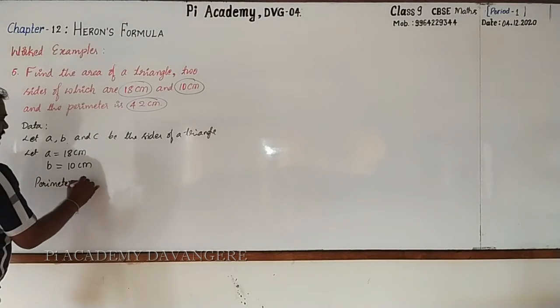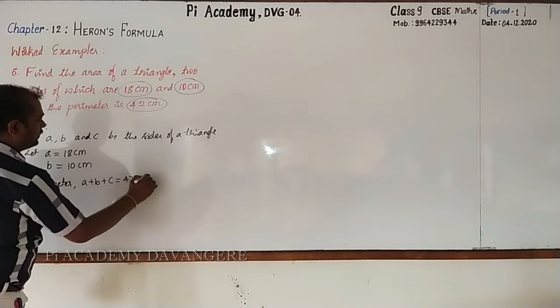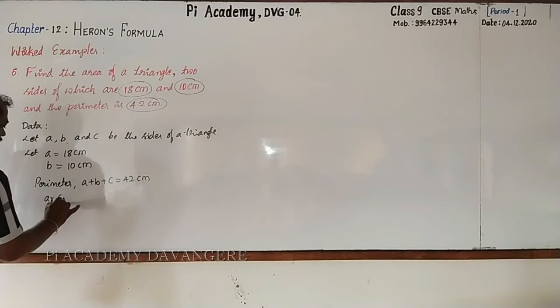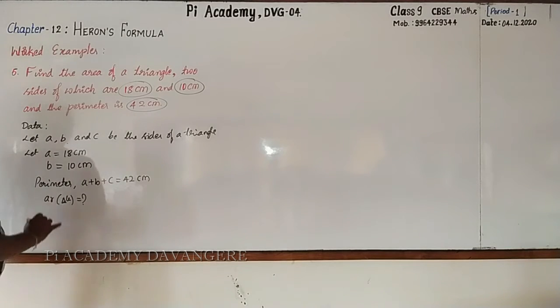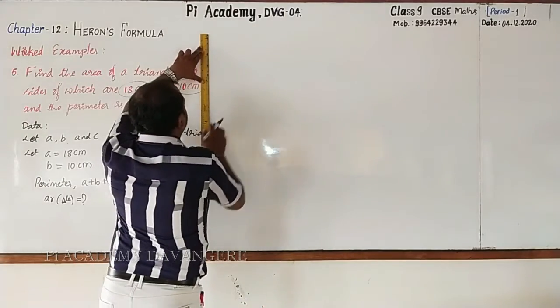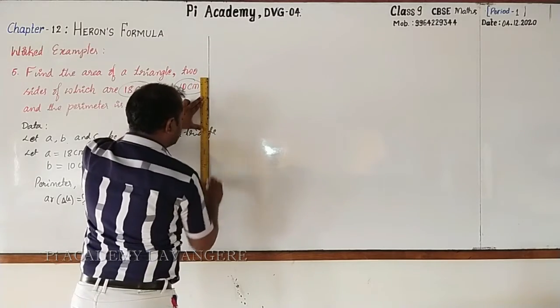Perimeter is nothing but A plus B plus C, which is 42 centimeter. With this information, we are going to find out the area of the triangle. Followed? Okay. Next. Here, let us find out a side of the triangle, that is the third side.